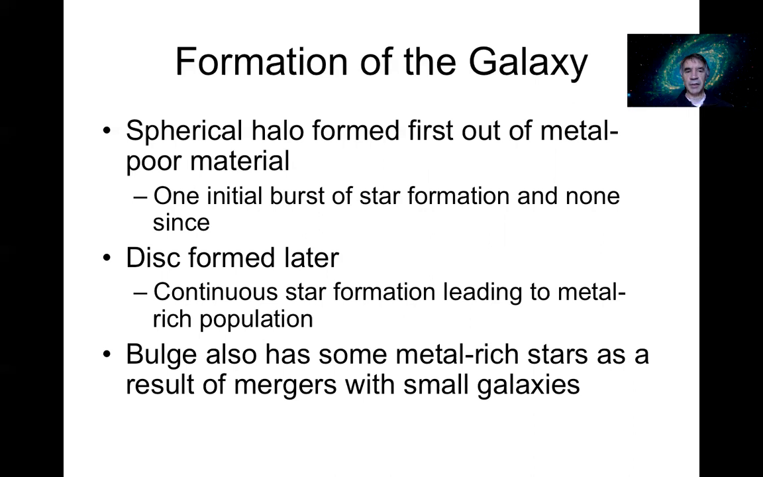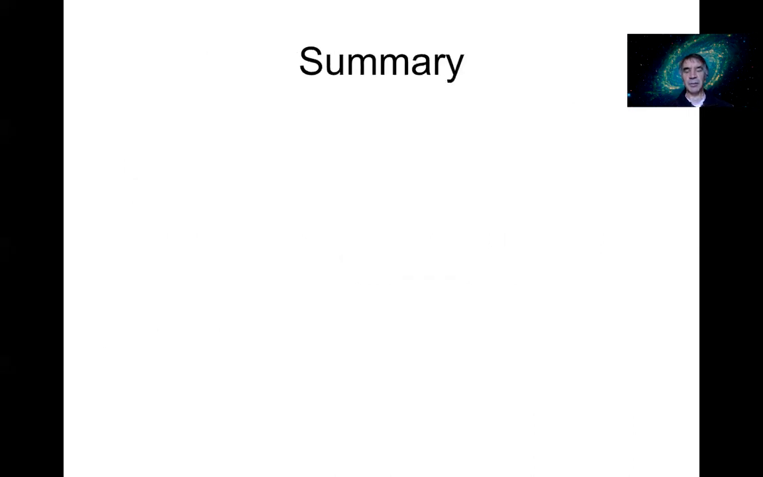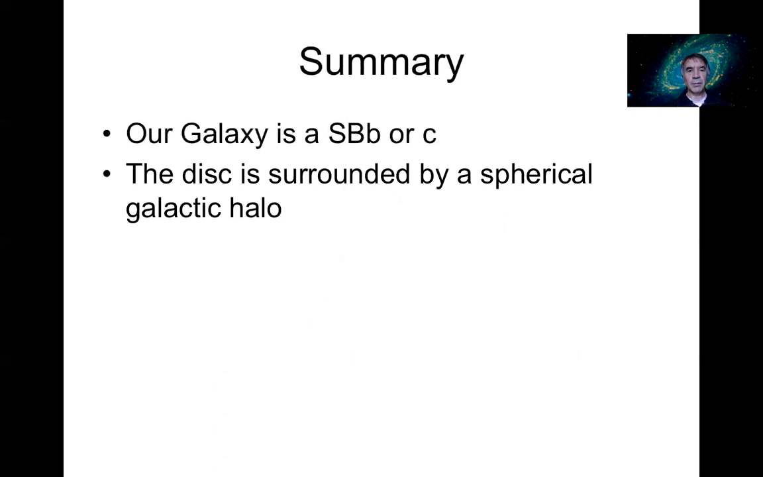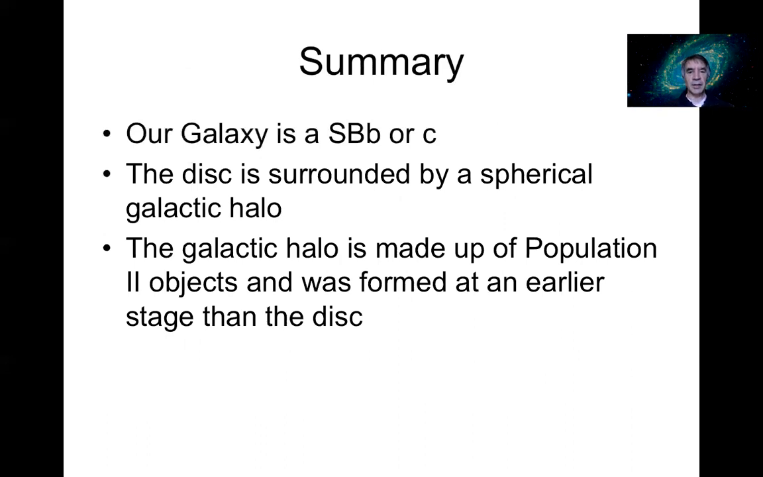So that's the idea of how the galaxy was put together, but that's still very much a subject for research as to how galaxies form and evolve over time. So let's summarize all of this. Our galaxy is a barred spiral, subclass B or C. We've got a disk with spiral arms in it, surrounded by this spherical galactic halo that we just talked about. The halo is made up of population 2 objects and was formed first, and then the disk with population 1 objects has come along later.